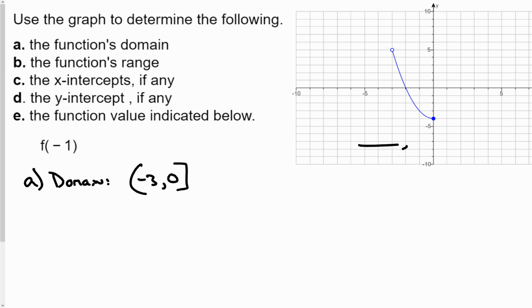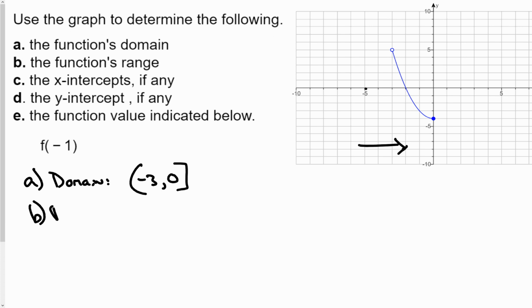So again, for domain, I'm figuring out what x values are included in this blue line. That's not included. There's no graph. Negative 4 is not included, but negative 3 is, right? That's where this function starts, but it's an open circle, which means it's everything up to negative 3, but not including negative 3. And then all of these x coordinates are in the graph until 0, then there's no graph, okay?